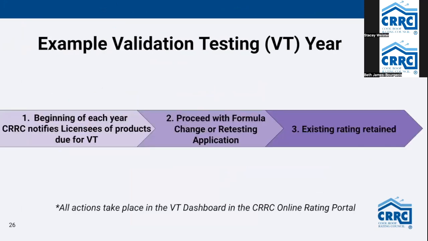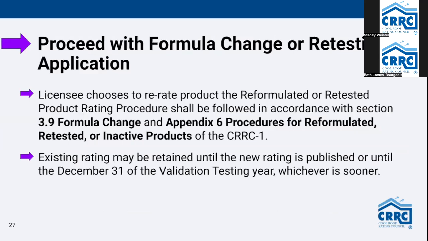Here's an example of what the VT year looks like when a licensee chooses to reformulate or re-rate a product. Again, all of these actions will take place in the VT dashboard in the CRRC Online Rating Portal. If the licensee chooses to re-rate the product without going through the VT program, the reformulated or retested product rating procedure shall be followed in accordance with Section 3.9 and Appendix 6 of the CRRC 1.